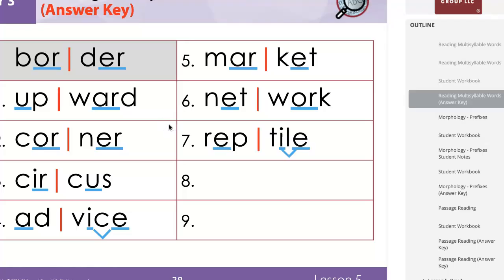Now, let's take a look. Everyone say reptile. Clap it. Reptile. Alright, so we drew a line between rep and tile, and then we underline our E, I, and E.